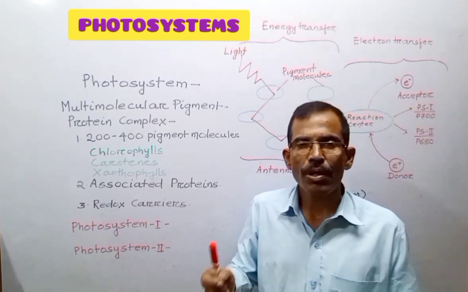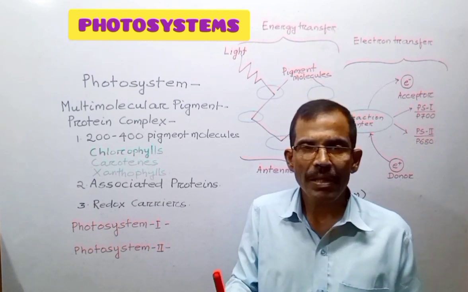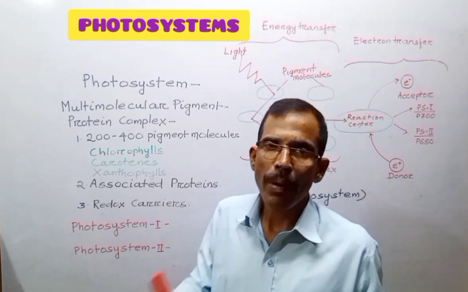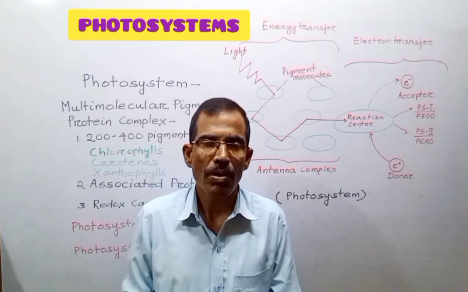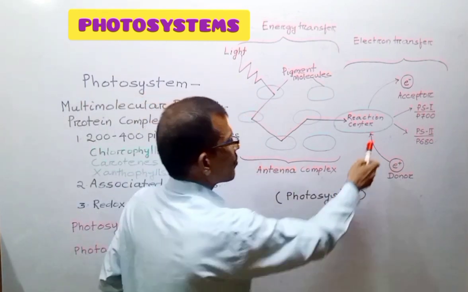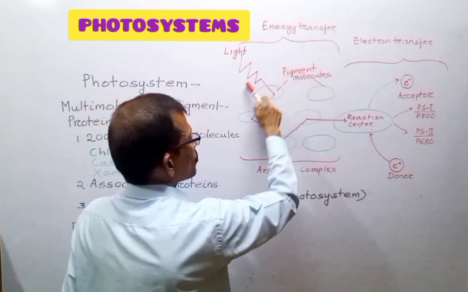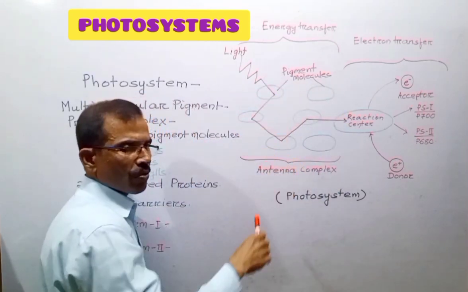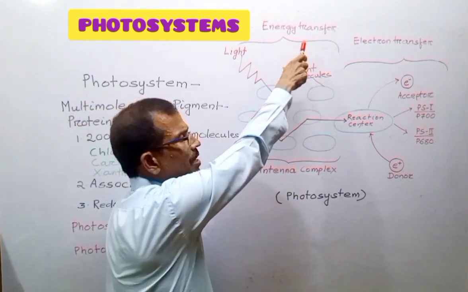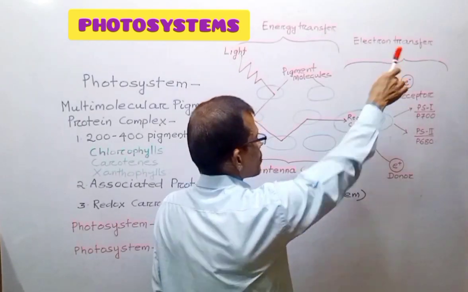In a photosystem, numerous pigment molecules are associated with different proteins non-covalently in a highly specific manner to form a functional unit. In higher plants, there are two separate photosystems, photosystem 1 and photosystem 2. Each photosystem consists of a reaction center and an antenna complex. The antenna complex, which consists of a variable number of chlorophylls and carotenoids along with different proteins, is responsible for energy transfer, whereas the reaction center is associated with electron transfer.